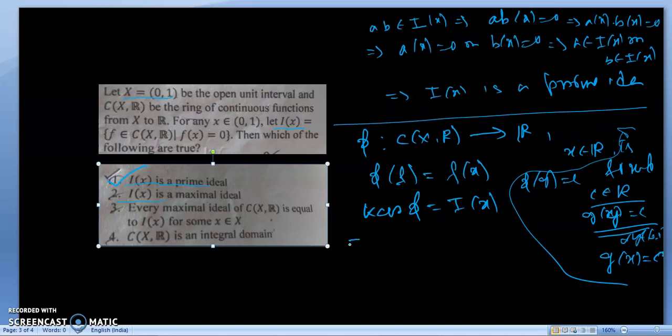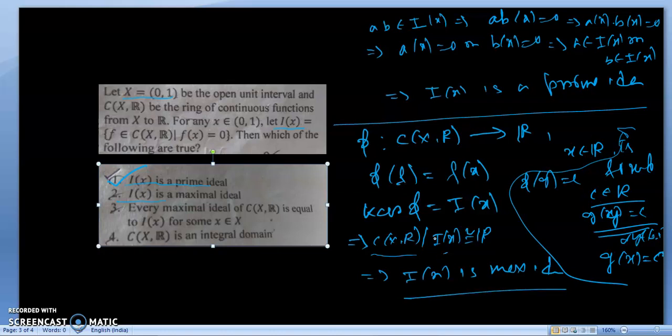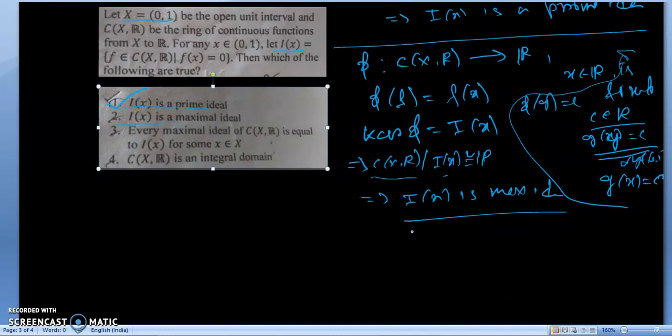So therefore, as phi is a surjective function, C(X) modulo I_x is isomorphic to R. Now as R is a field, this quotient ring is also a field. Therefore we can say that I_x is a maximal ideal, because we know the quotient ring is a field if and only if the ideal is maximal. So option 2 is true.